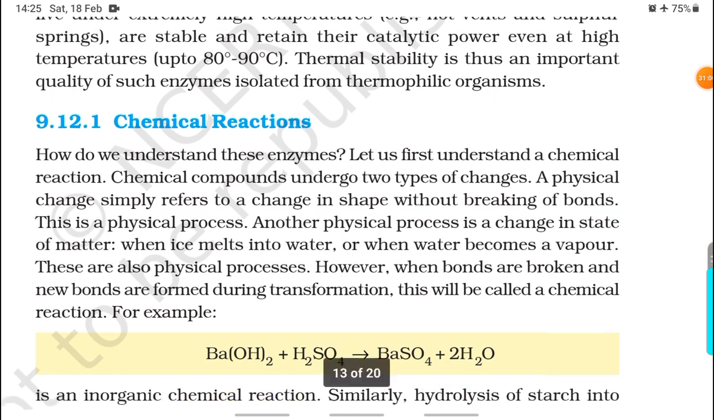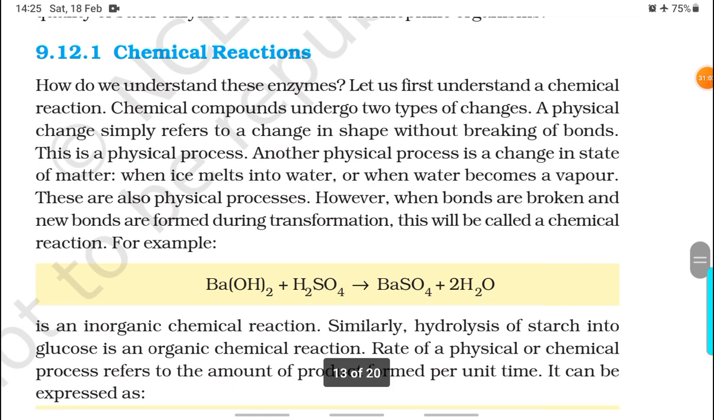Chemical reactions. How do we understand these enzymes? Let us first understand the chemical reaction. Chemical compounds undergo two types of changes. A physical change simply refers to a change in shape without a breaking of bonds. This is a physical process. Another physical process is change in state of matter, when ice melts into water or when water becomes a vapor. These are also physical processes.